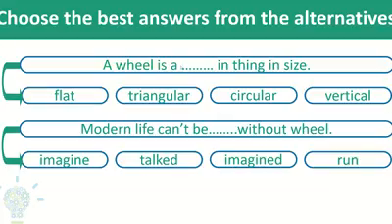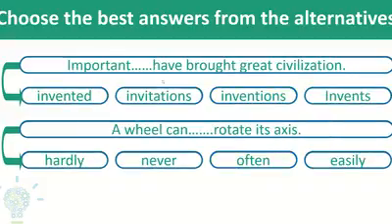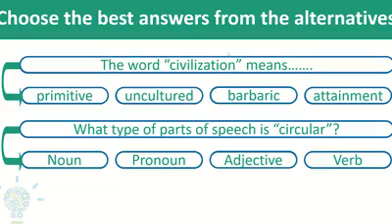A wheel is circular in shape. Modern life cannot be imagined without wheels. Please write it on your khata. Next, important inventions have brought great civilization. Next, a wheel can easily rotate on its edges. Next, the word civilization means attainment.